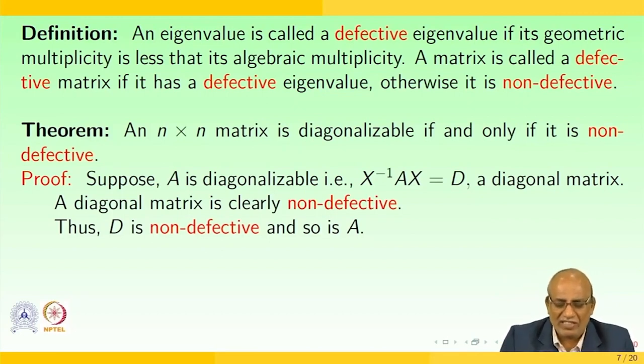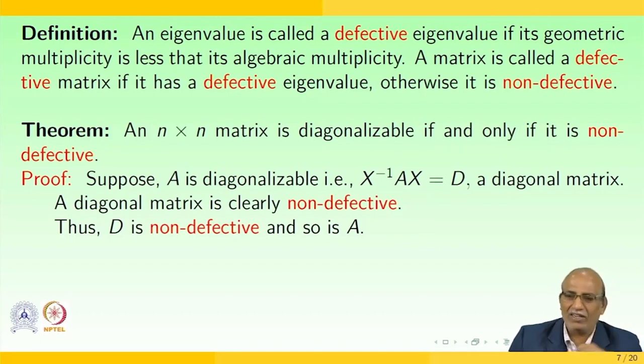For example, in the previous case, we have a non-defective 3 by 3 matrix, because its algebraic multiplicity is 3 and its geometric multiplicity is also 3. Therefore, it is a non-defective matrix and hence it is always diagonalizable. Whereas, matrix B is a defective matrix because the geometric multiplicity is 1, less than the algebraic multiplicity. So, a defective matrix is not actually diagonalizable.